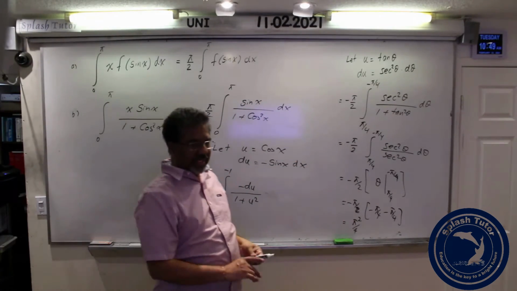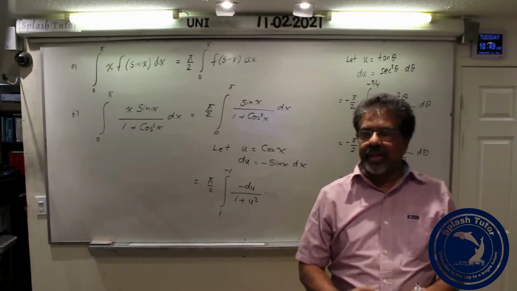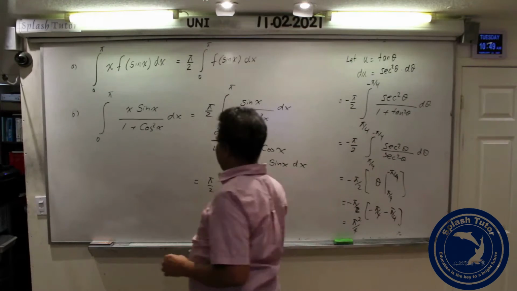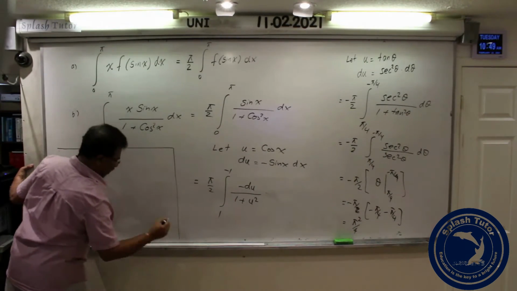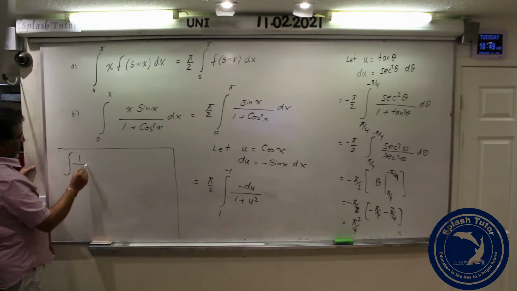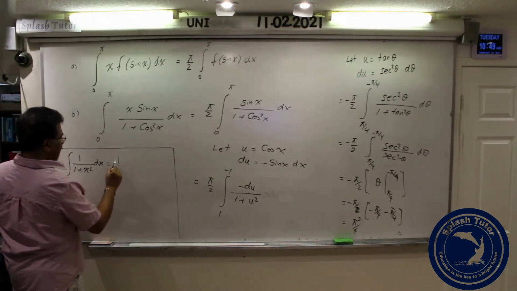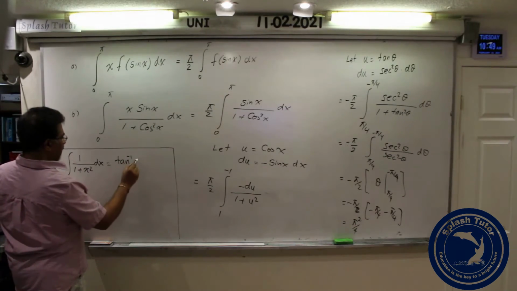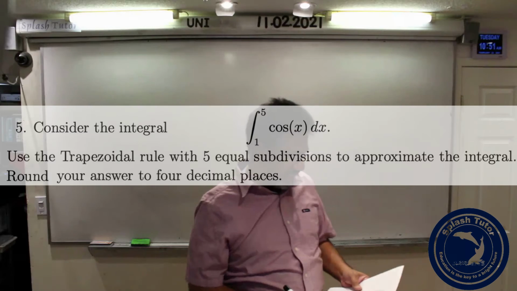So I think these are formulas you can use directly. Make sure the formula is this: the integral of 1 over 1 plus x squared dx is equal to tan inverse x. I look at it in the morning and go, oh my, this isn't that bad.